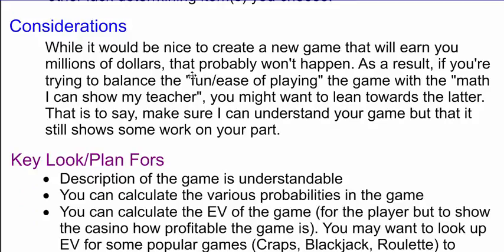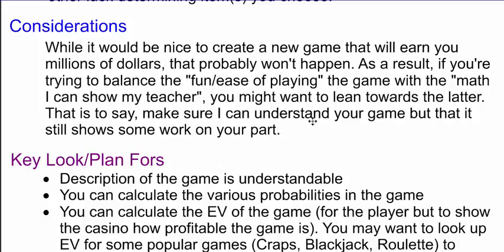So considerations, I just put, well, it'd be really nice to come up with a fantastic new game that you could actually market. It's probably not going to happen. I commented before that making sure your game is playable is important. But if you do get to the point where you're thinking, oh, here's a nice game that's really easy to play, but there's not a lot of math that I can show Mr. Allen, you probably want to lean towards making the game a bit more complicated, so that the math you can do actually takes you somewhere a little bit further. So that's basically all this says here.